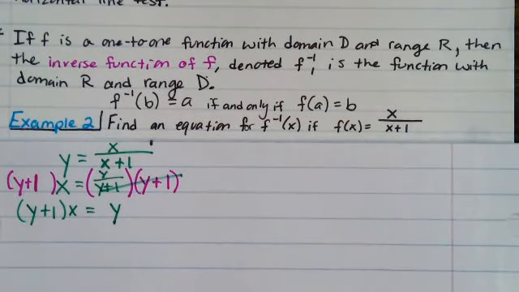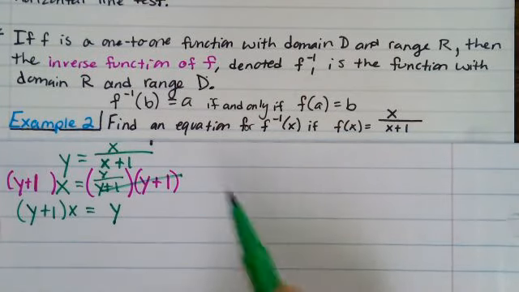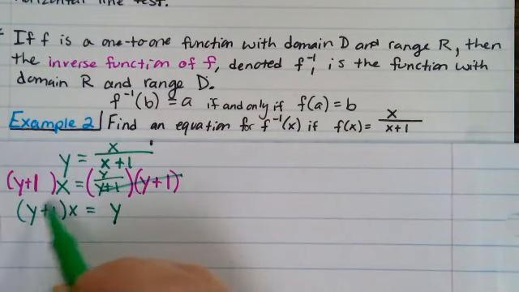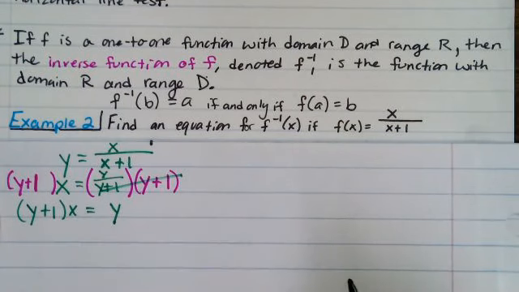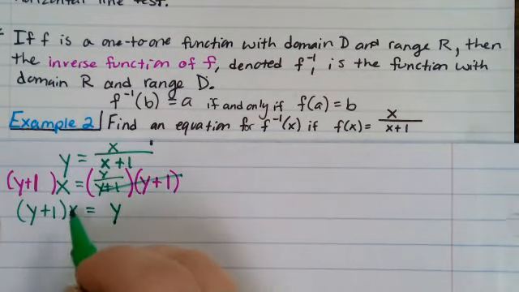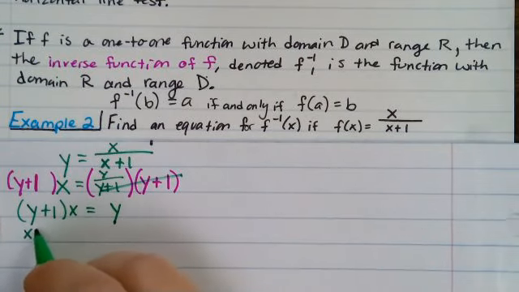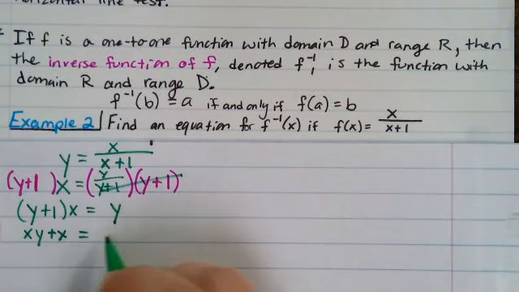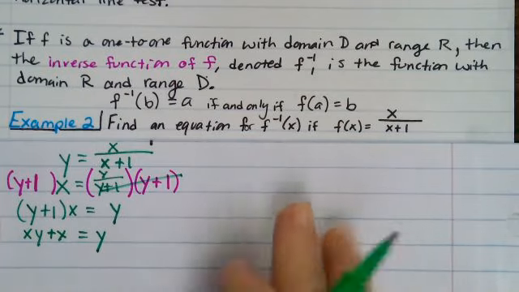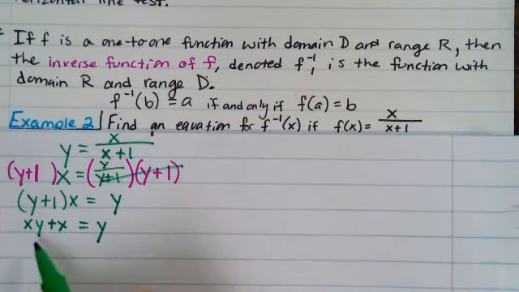All right. Remember, I'm still trying to get y entirely by itself. So it's kind of tricky because we've got a y over here and we've got a y stuck inside the parentheses. So here's what we're going to need to do. We need to distribute this x through the parentheses. So let's do that. If I do that, we end up with xy plus x equals y. All right, let's put our y's on the same side. So I'm going to subtract that xy from both sides.